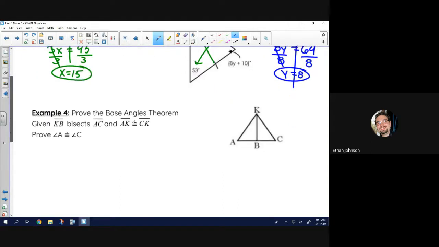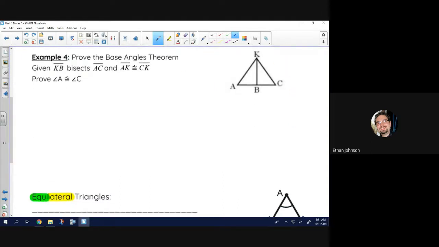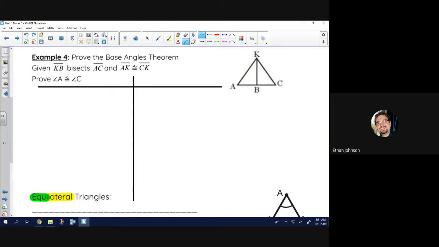Let's look at example 4. Example 4 is a proof. So we're going to want our two columns. Remember, our first column is our statements. Second column is our reasons. So it does say in this proof, prove the base angle theorem, meaning we cannot use the base angle theorem in its own proof. So we're going to have to apply different vocab words.